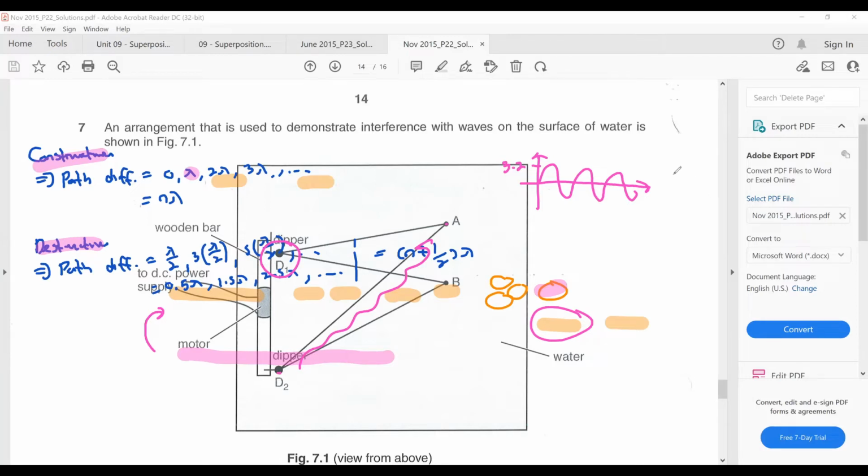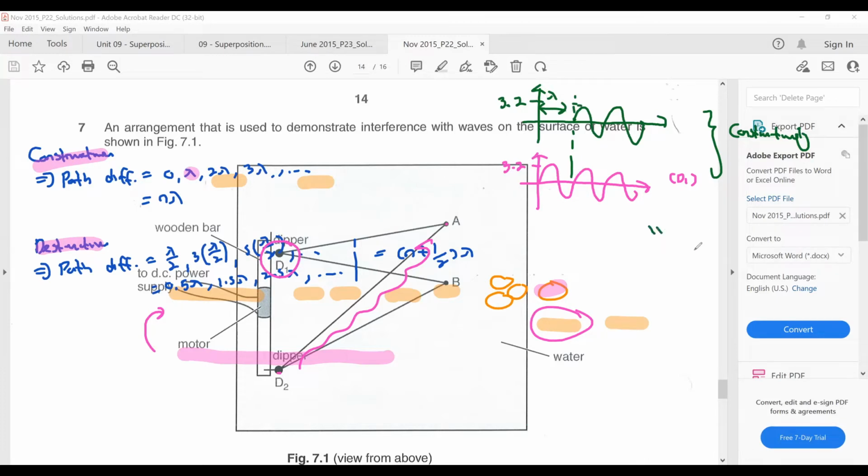So say this one is D1. Wave from D2 will arrive one wavelength later. Okay, one wavelength later, it will arrive like this. It also has an amplitude of 3.2. So what you do know is that the waves meet constructively when your path difference is lambda.